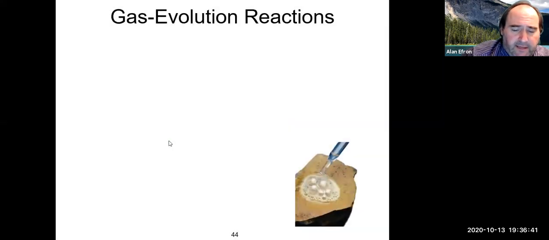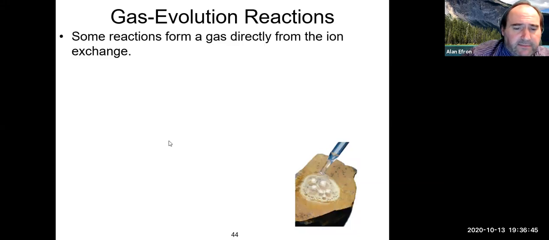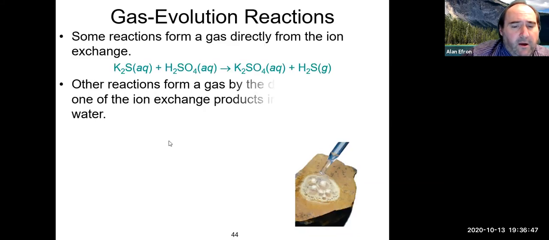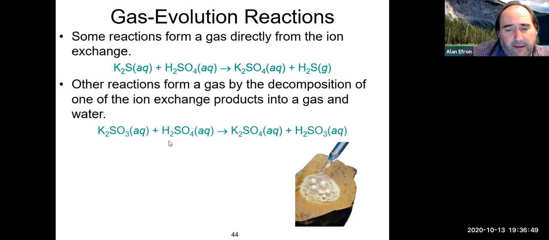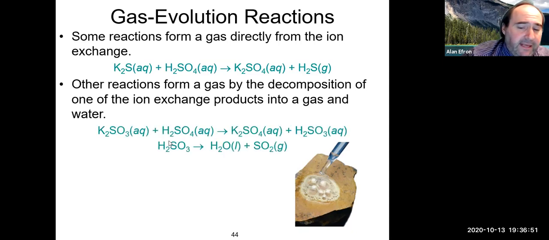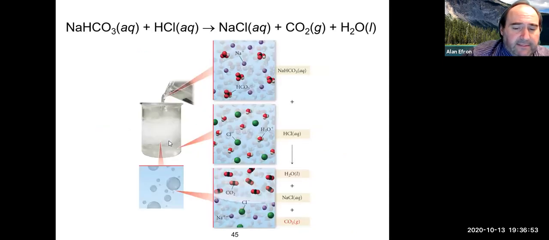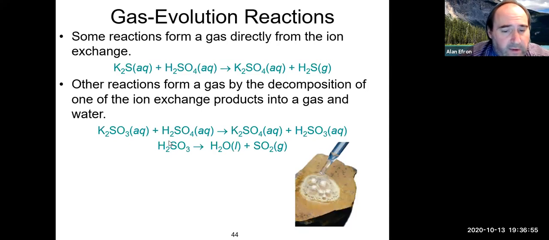So let's talk about some of those types of reactions. These are, again, double displacement reactions where a product is actually going to be a gas. And sometimes this gas is formed directly by the double displacement. So, for example, this is an example of a direct formation of a gas.